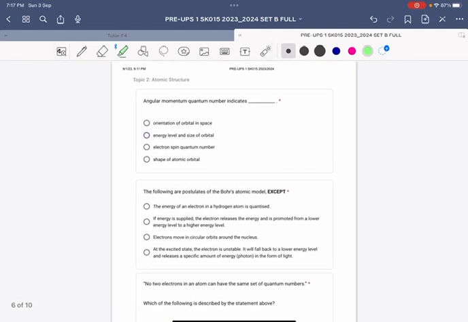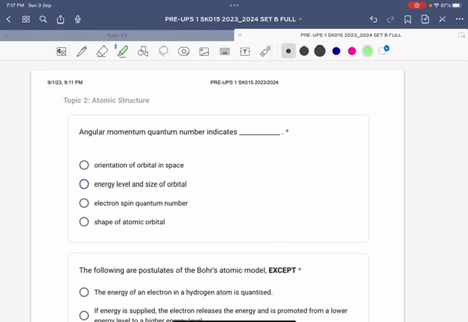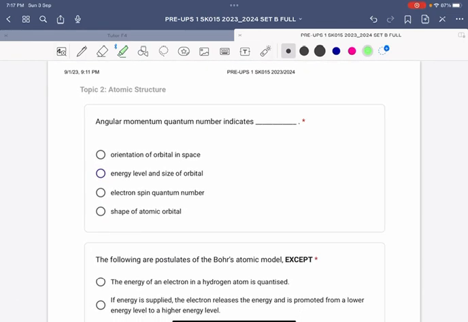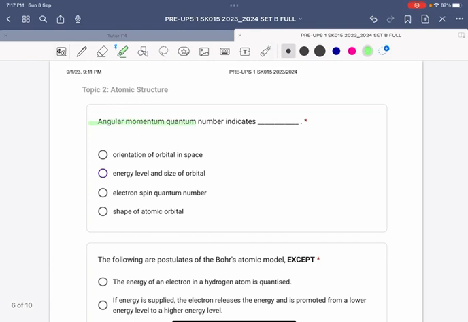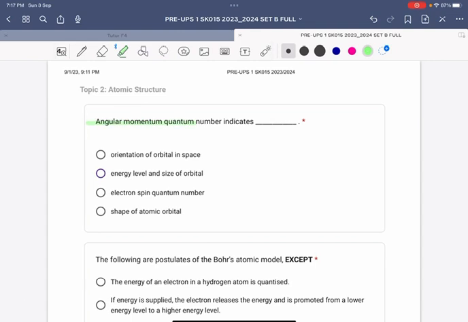Next, we go to topic 2, isotopic masses. Angular momentum quantum number, the angular actually stands for L. So this is the shape of the atomic orbital. Orientation of the orbital stands for M. Energy level and size are represented by N. Electron spin is represented by S.